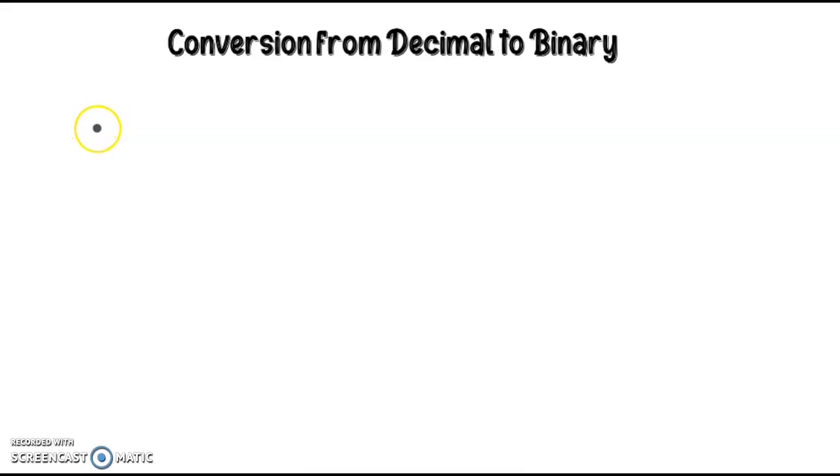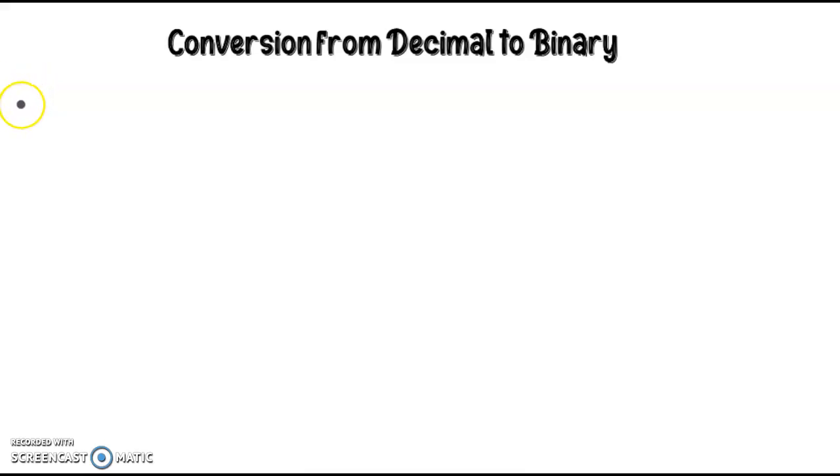In this video, we are going to be learning how to convert from decimal to binary. Binary is a numeral base 2 system that is used by computers and consists of zeros and ones. The decimal system is a numeral system of base 10 and is the most commonly used numeral system. Now, with that said, let's get started.